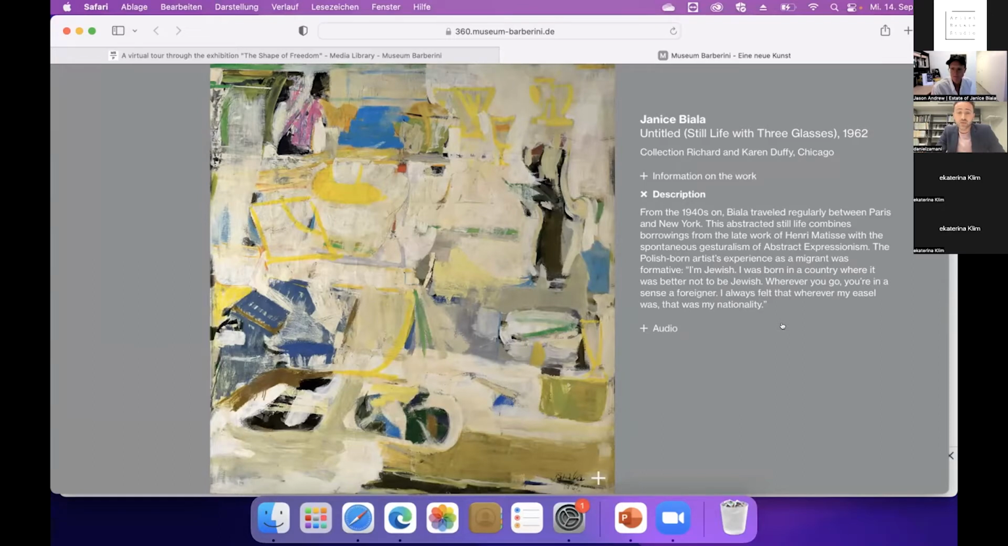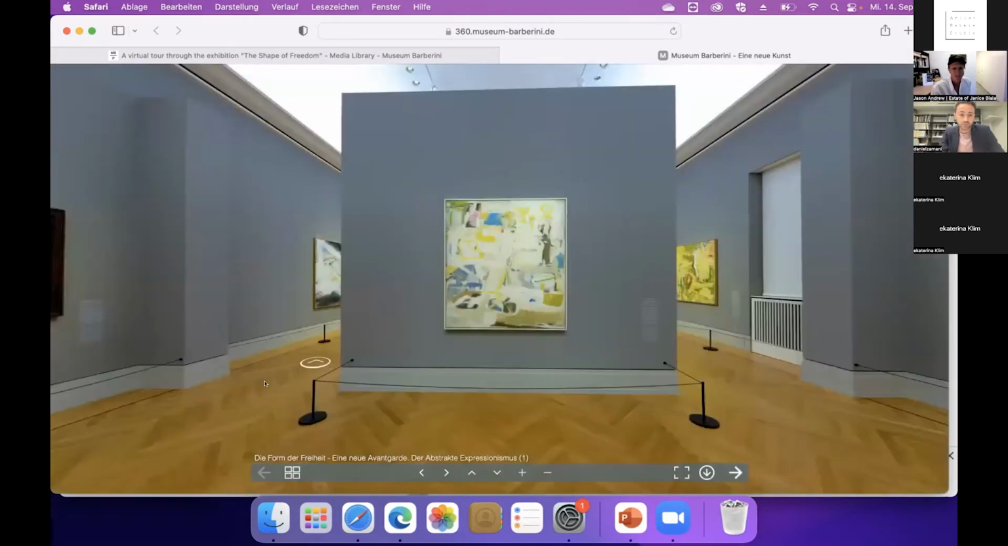And Biala is, of course, incredibly interesting because she was actually born in Poland. She had this migratory experience, which was something that a lot of the abstract expressionists shared. And of course, she was a participant in the newest developments after the war in Paris and New York. So I think a really nice way of entering the exhibition.